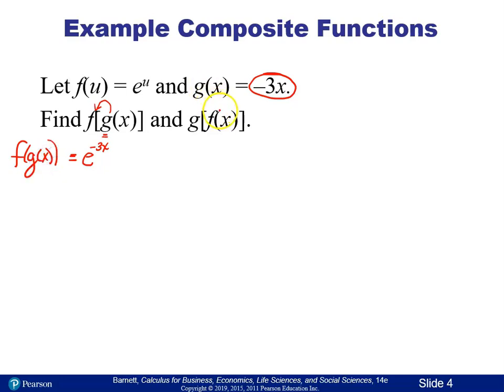Okay. Here I'm going to take the f function and put it into the g function. So the f function is e to the u, and this should be u here. So I'm going to put the f of u function into g. When I do that, I'm going to have negative 3e to the u.